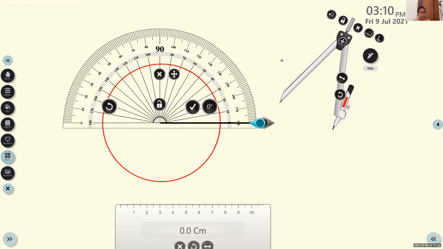Yes, ma'am. Okay. Now, the first degree measure is 160. So you can take 0, 10, 20, 30, 40, 50, 60, 90, 100. How much is it, 160 or 60? 160. Up to 160 we can take. 140, 150, 160.